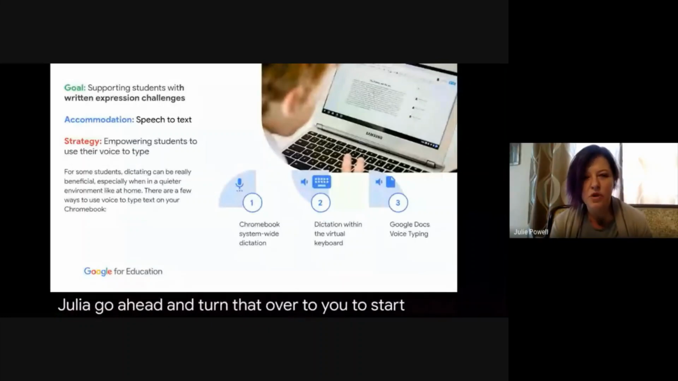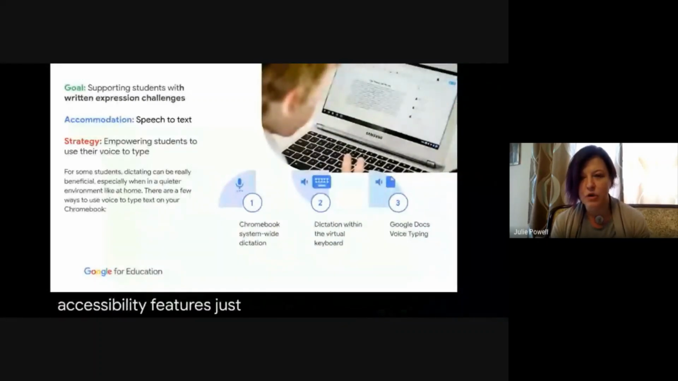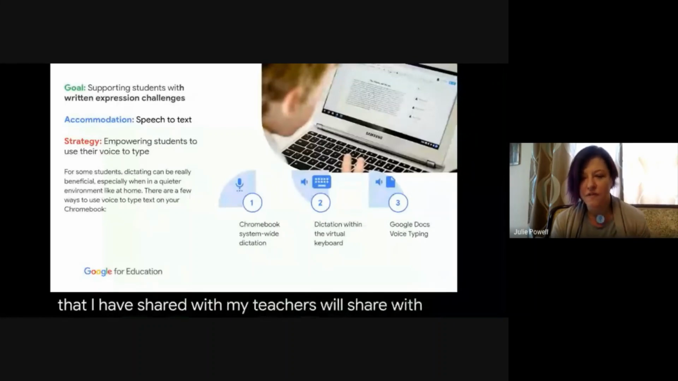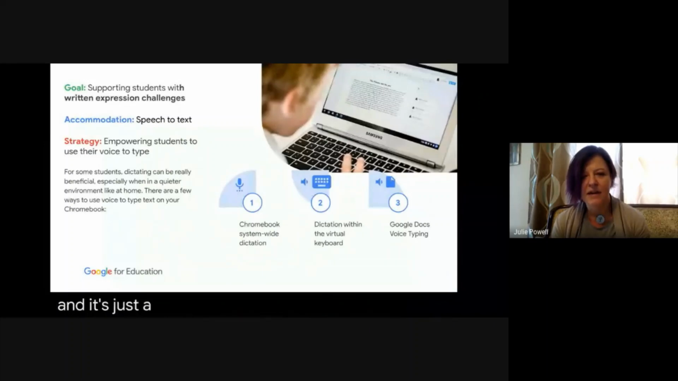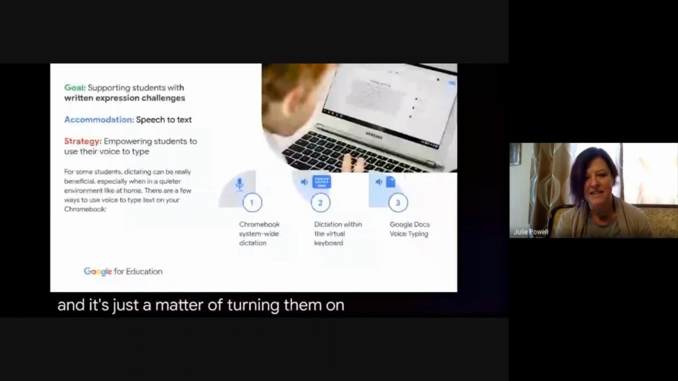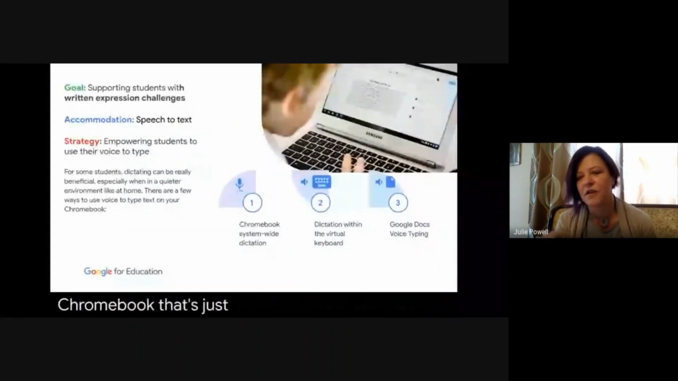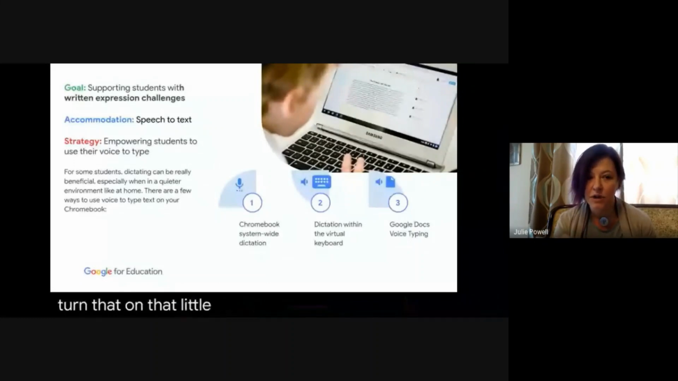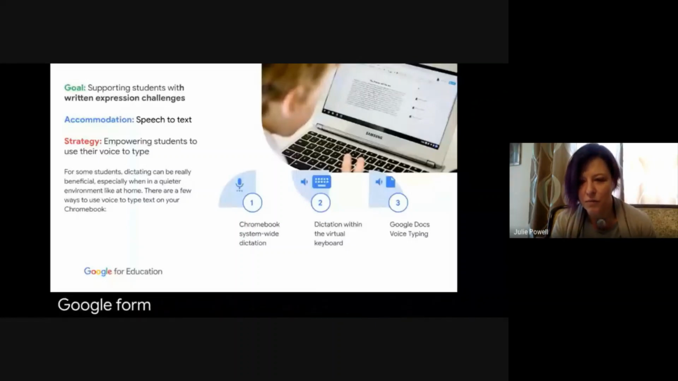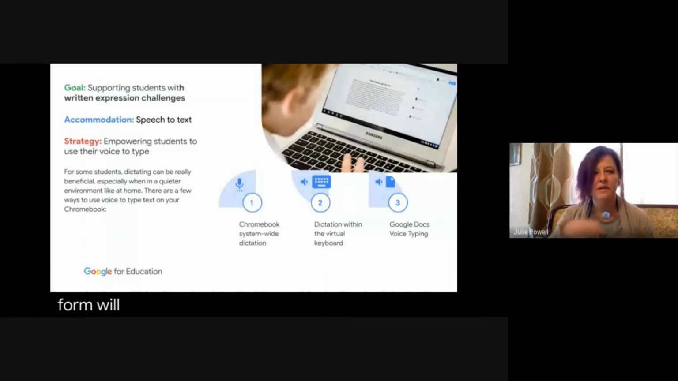Okay. So I did earlier drop in the chat, when we were talking accessibility features, a couple of quick screenshots that I have shared with my teachers to be able to share with parents. Where do you find these features? Just where are they even located? It doesn't walk through what each of these features are, but once you find them, it's just a matter of turning them on. So one is the Chromebook system-wide dictation. Once you turn that on, that little microphone stays on your menu bar in the Chromebook. And like I was saying, in a Google form, you could use it anywhere, and the Google form will pick up what you're saying.